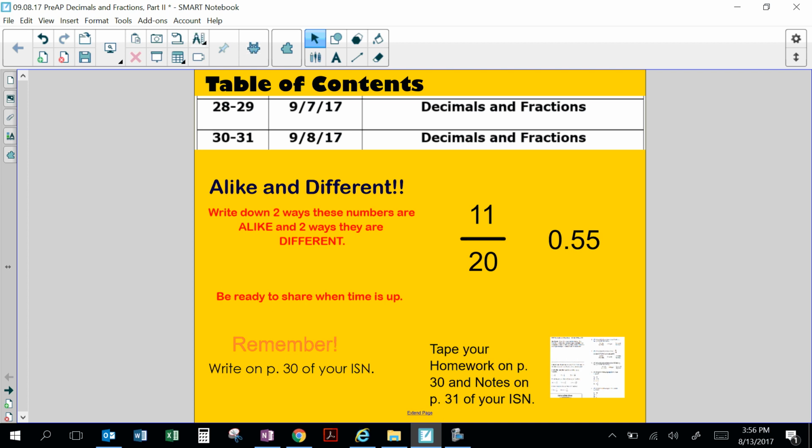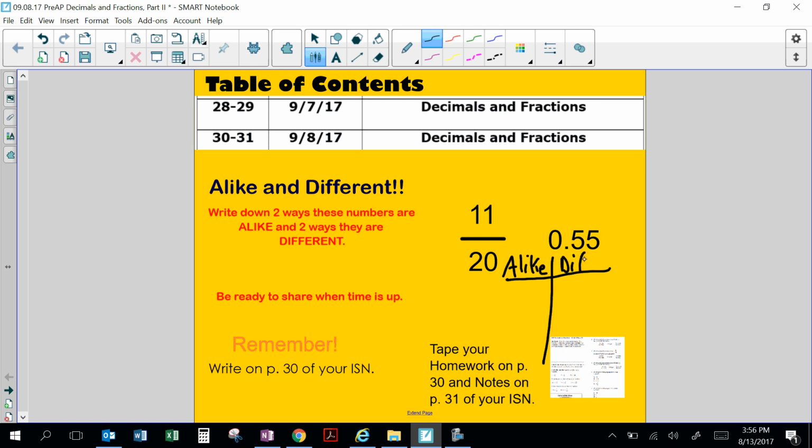So let's see. We have two rational numbers. Again, what's a rational number? A rational number is a number that can be written in fraction form. So I'm going to make a table. This will be alike, and this will be different. So alike, they are rational numbers.